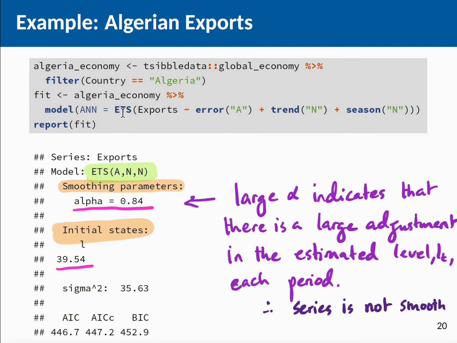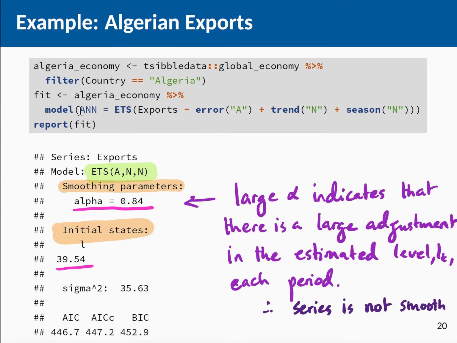So the fit is going to be equal to this type of model, which is coming from the Algerian data set. Here I'm writing model. Whether you have one model in here or two models or many other models, you're going to use the model function, which is very powerful, and we are going to call this ANN.